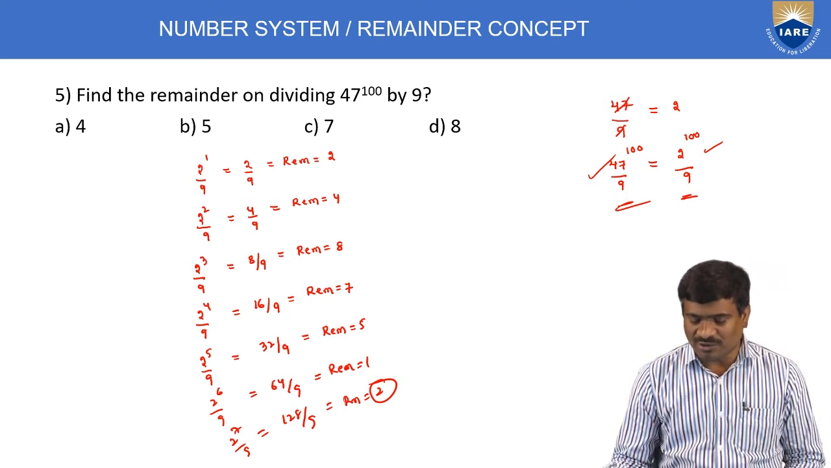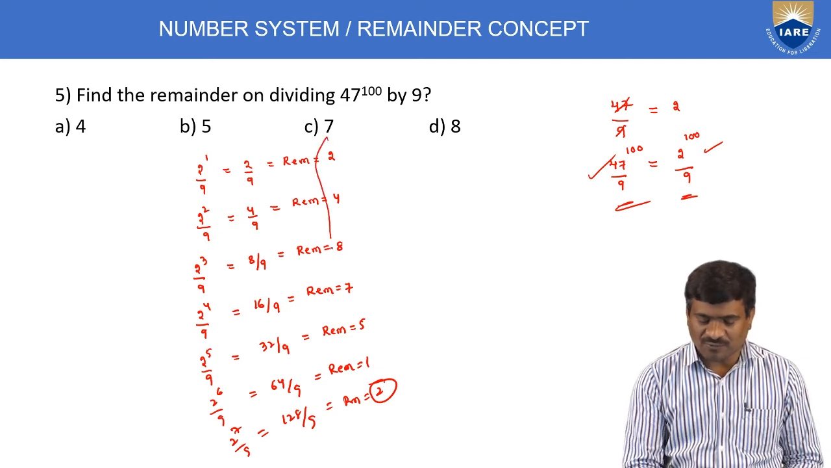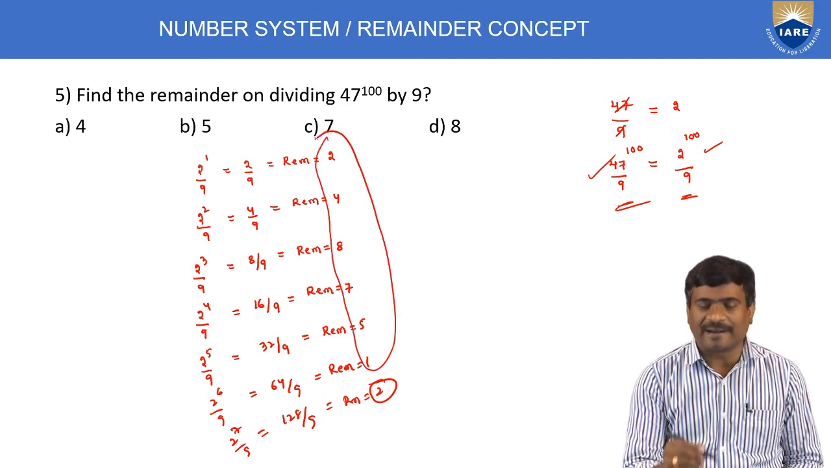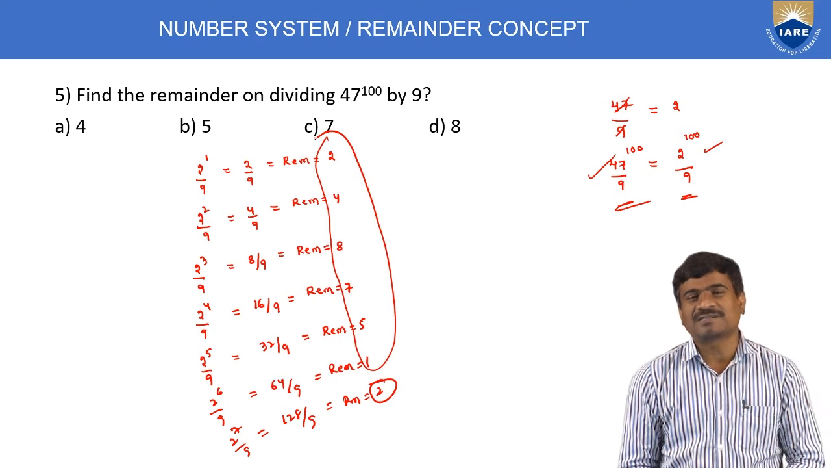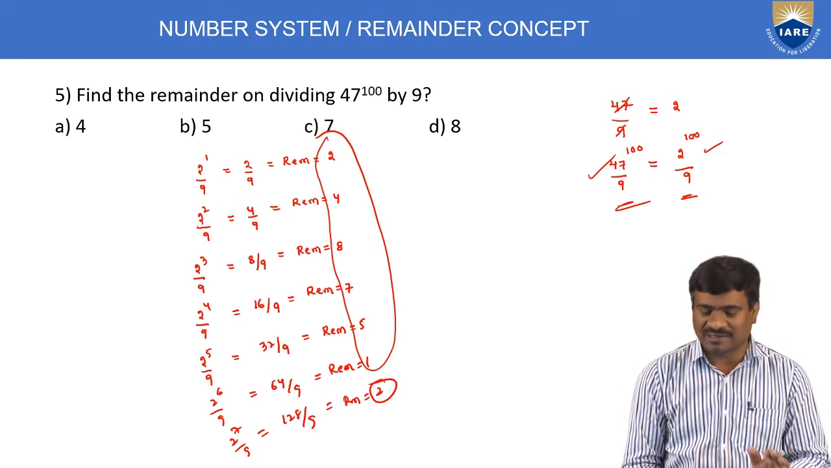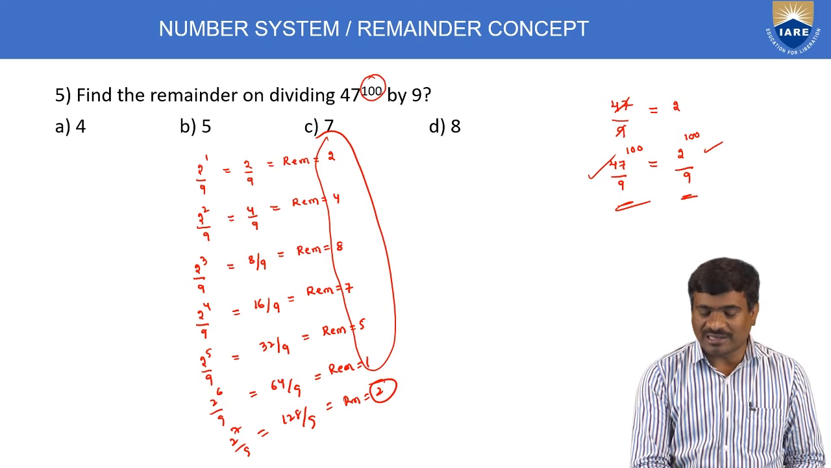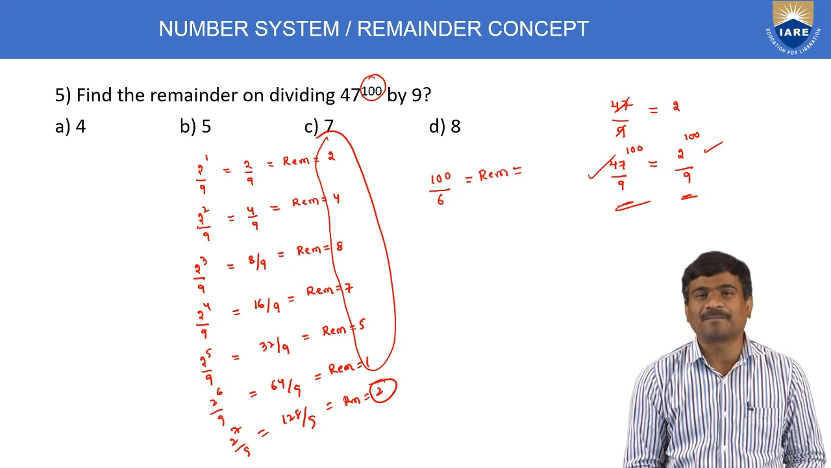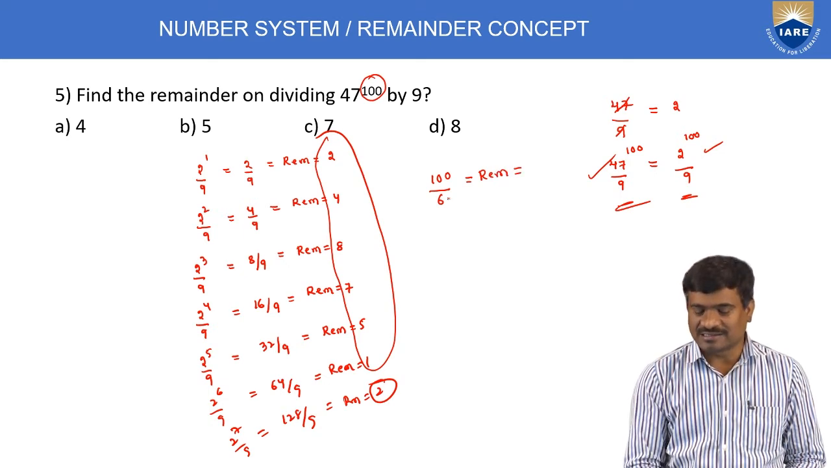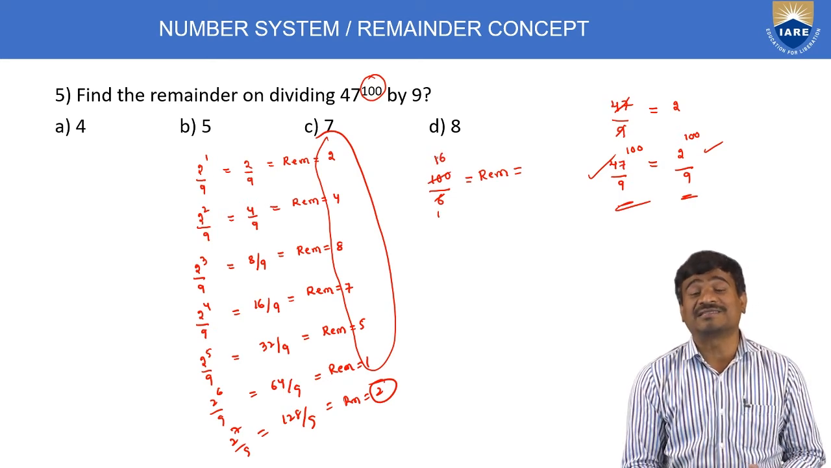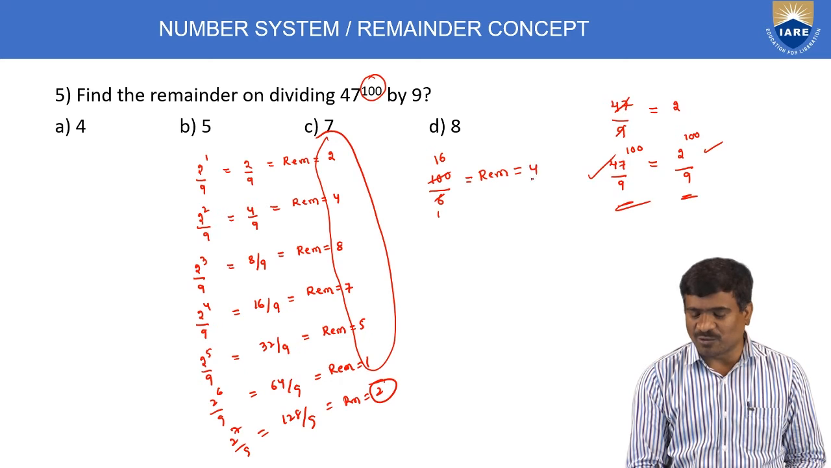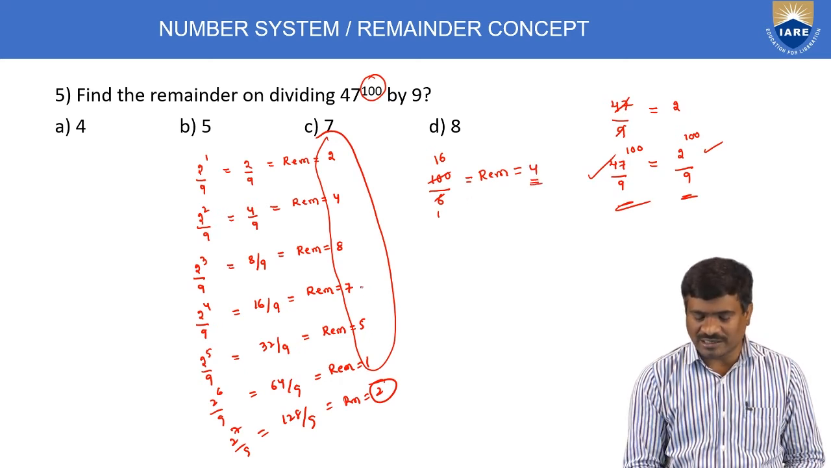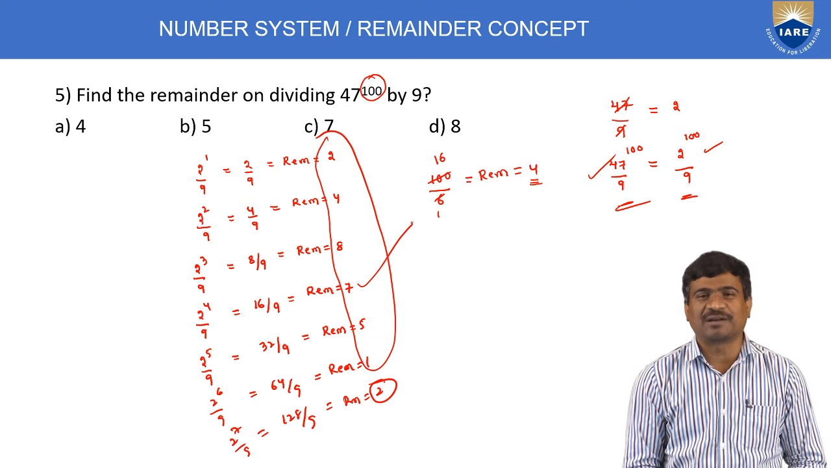Remainders 2 and 5 repeat. Here 6 numbers are cyclically repeated, then the power is divided by 6. When the power is 100, divide 100 by 6 and consider only the remainder. 6 into 16, 96. Remainder only 4. When the remainder is 4, the answer is the fourth term of the repetition.